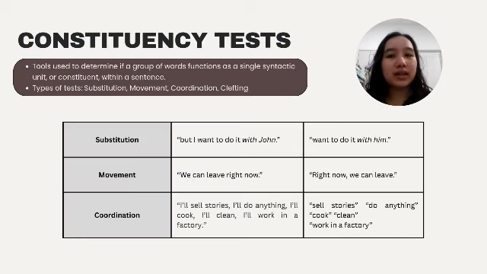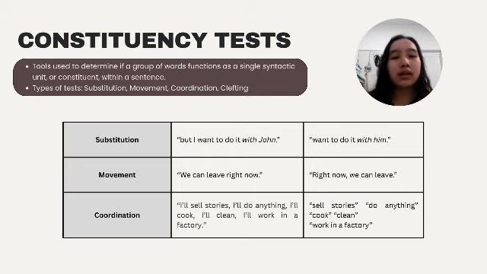Next is the constituency test. Now, constituency tests are tools that can help determine if a group of words can function as a single syntactic unit or constituent within a sentence. We have multiple types, which are substitution, movement, coordination, and clefting. You can find three types of tests in the transcript, which is first off, substitution.